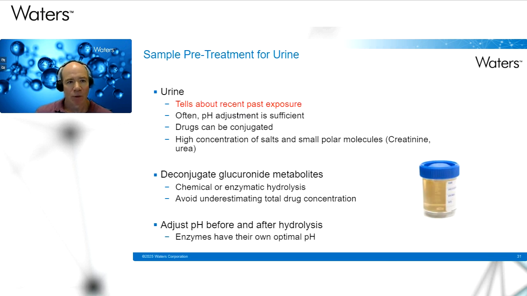So urine, let's start with that. As mentioned before, it tells us about recent exposure. Often pH adjustment may be sufficient. However, many drugs can be conjugated, and as I mentioned, have a high concentration of salts and small polar molecules. So some of the things we'll want to do is deconjugate the glucuronide metabolites using chemical or enzymatic hydrolysis, and obviously adjust the pH before and after hydrolysis.